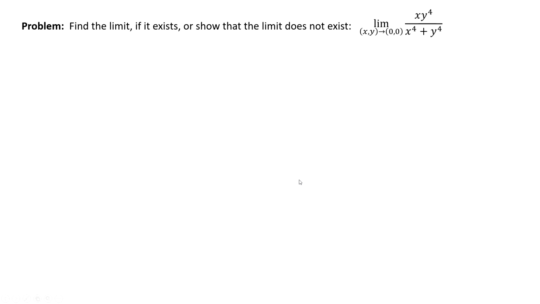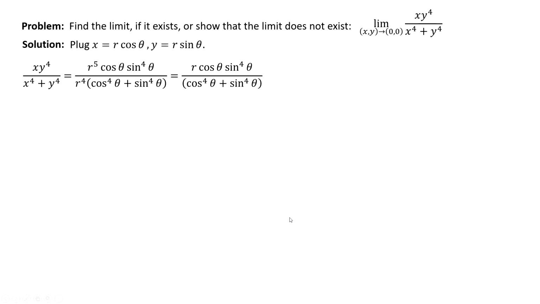Let's pick this one. Plug in x equals r cosine theta. Let's try that strategy out. And we get r to the 5 cosine theta sine to the 4 theta, and so on, and that reduces to this one. So what should we find the limit of? The limit as r approaches 0, right? What happens as r approaches 0? Well, the top goes to 0, and the bottom, as long as it is not 0, cosine to the 4 theta plus sine to the 4 theta, will that ever equal 0? So in general, we notice that this actually does approach 0.